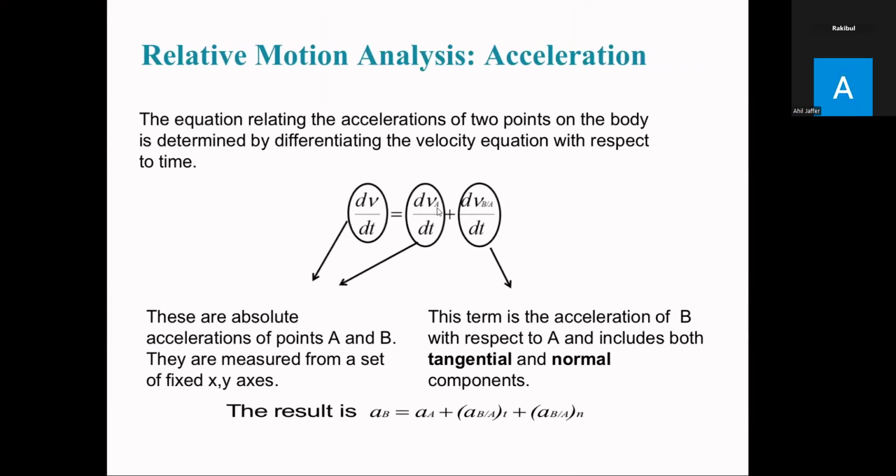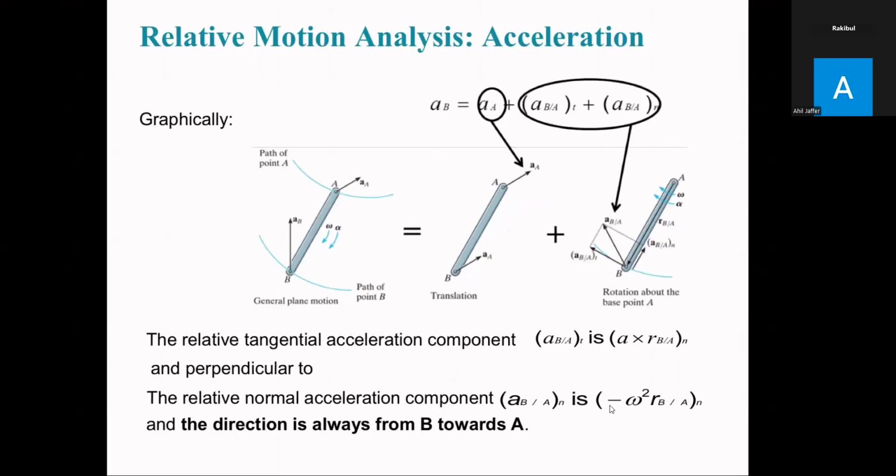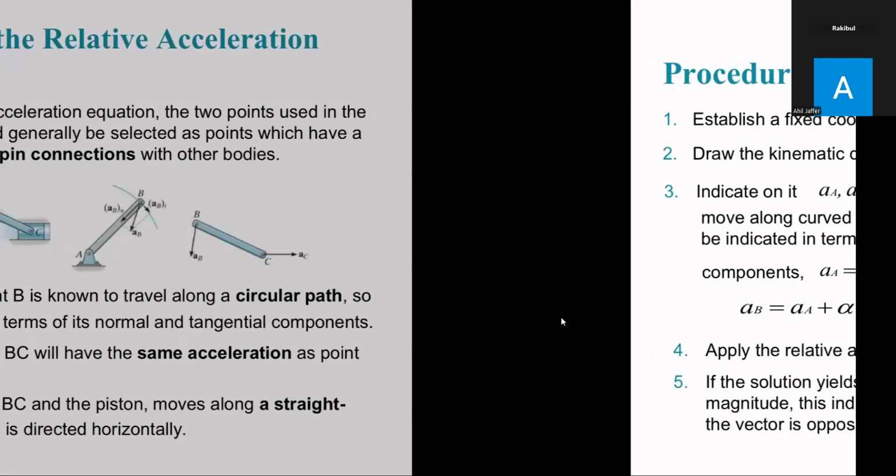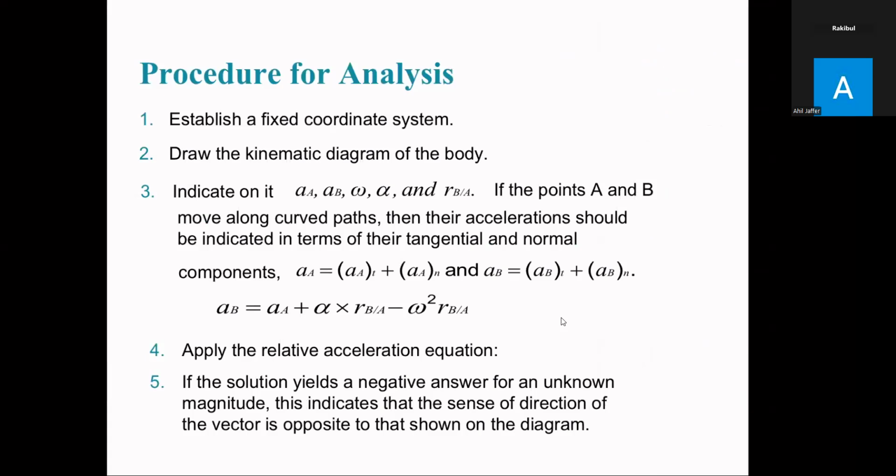For acceleration, you just take a derivative to find the acceleration. So we'll cover the acceleration afterwards. Before that, we just finish the velocity first, because for acceleration we have to see the tangential part and the normal part.